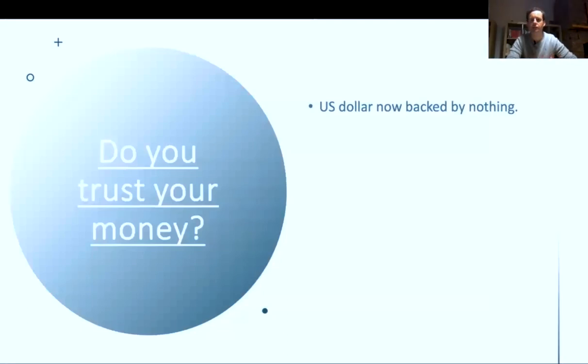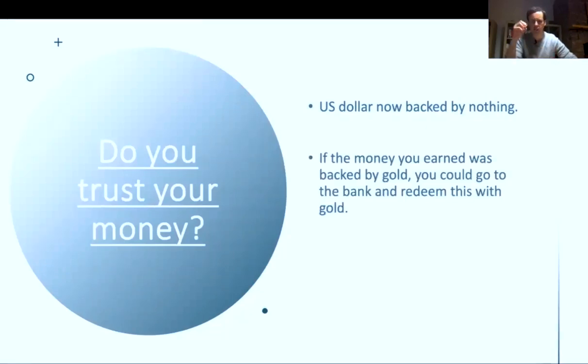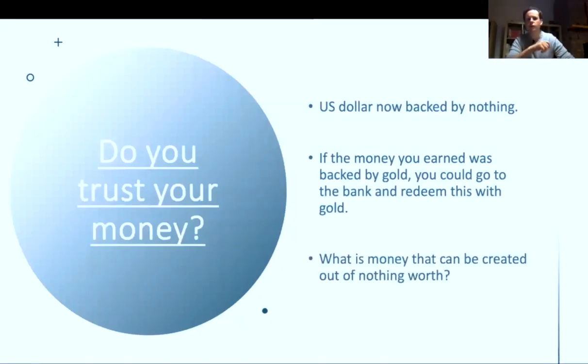So when Nixon decided to remove the US dollar from the gold standard, it was essentially backed by nothing after that period. And this then led to inflation, or increased inflation, from the 1970s onwards. If the money you earned was backed by gold, you could go to the bank and ask for the gold instead of paper money. But now it isn't. So the question I want to ask you is, what is paper money or digital money that can be created out of nothing because it's not backed by anything?